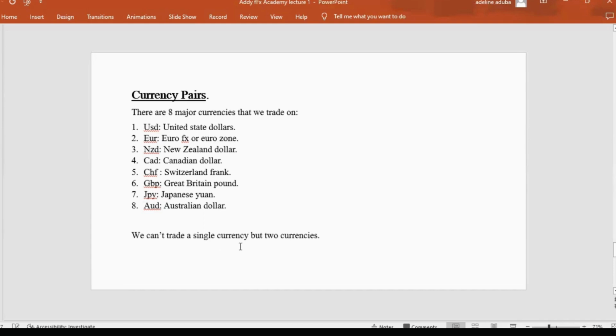You can't trade a single currency alone, but we can trade two currencies as a pair. So when two currencies like this combine together, we can actually trade them. We have EUR/USD, we have NZD/USD kind of pairs, we have CAD/USD, or we have CAD/JPY, for instance. We have GBP, Great Britain pounds, and Japanese yen mixed together. We trade them. We have GBP/USD, Australian dollar, we trade them. We have GBP/CAD. So all these things pair up together.